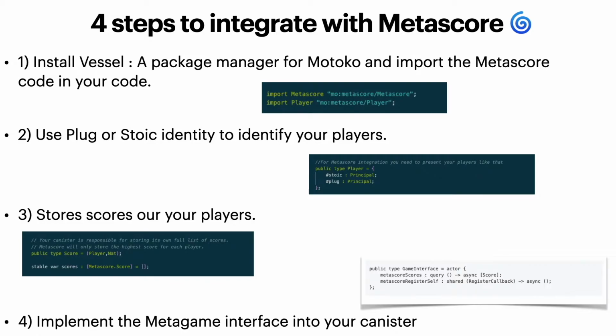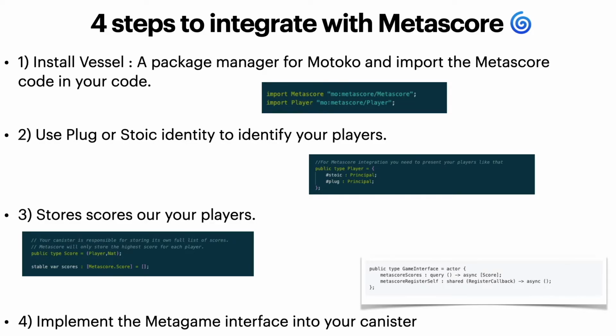For step number 3, you just need to create an array and store all of your scores inside that array. A score is just a player associated with a value of type Nat. The variable scores should be a stable variable because we don't want to lose the scores if you update your canister. Also, you are responsible for keeping the scores updated because the Metascore canister will periodically check the array and update the leaderboard accordingly.